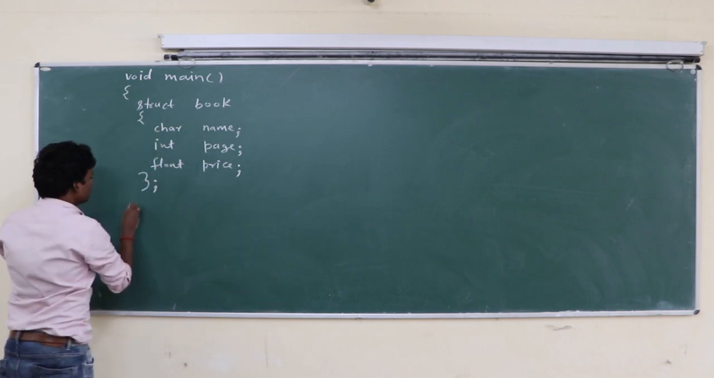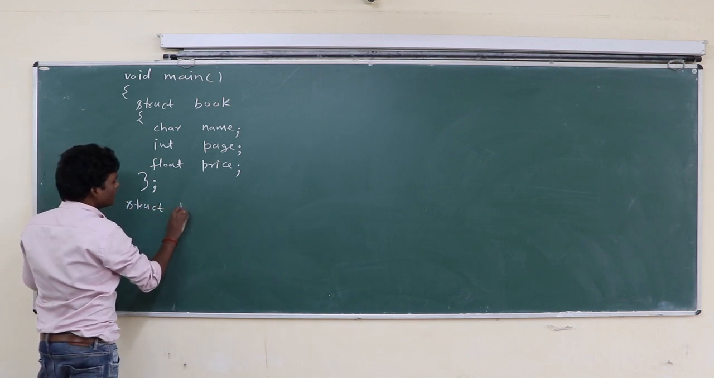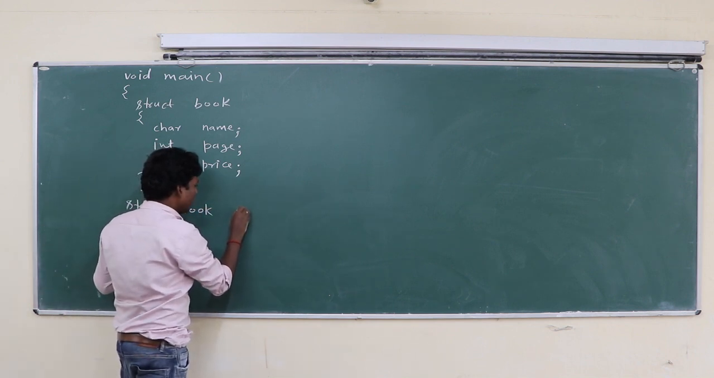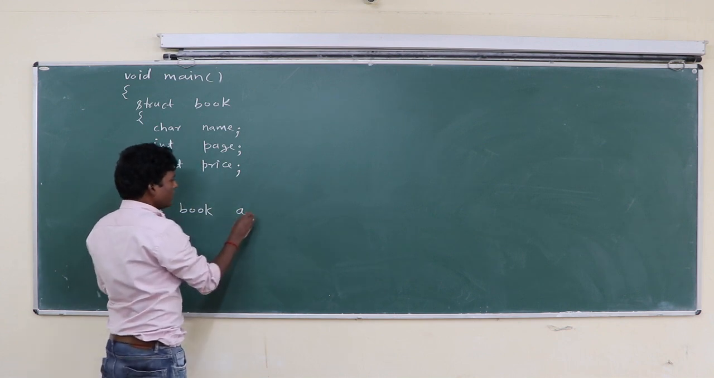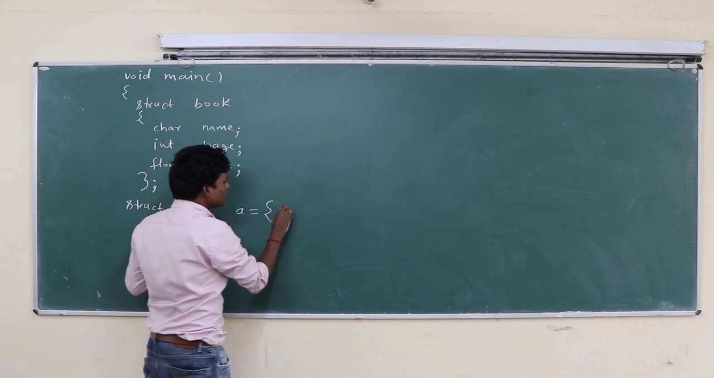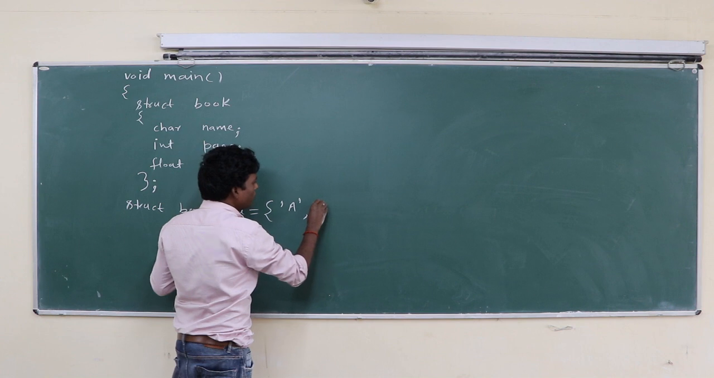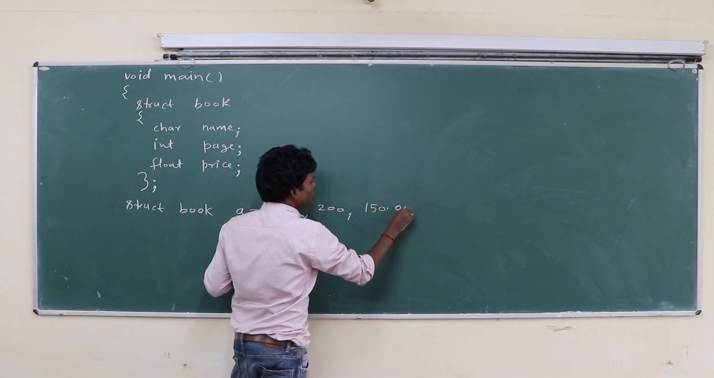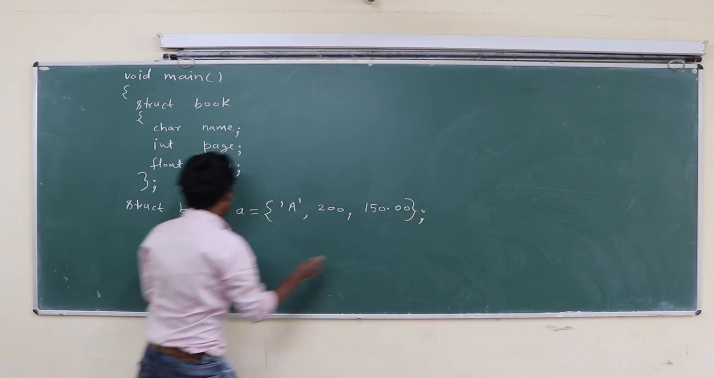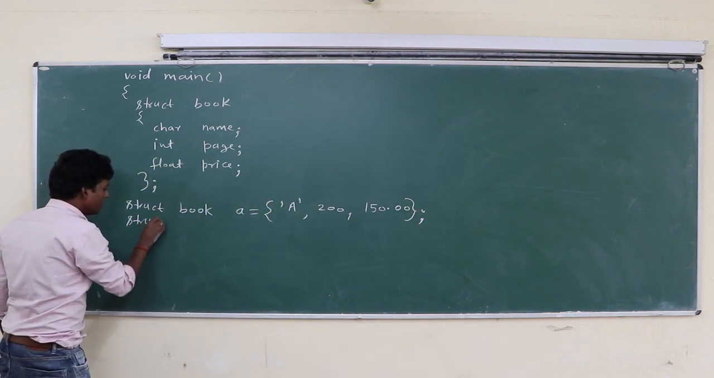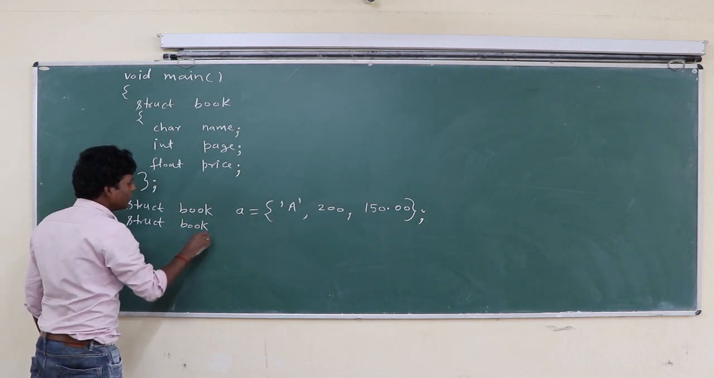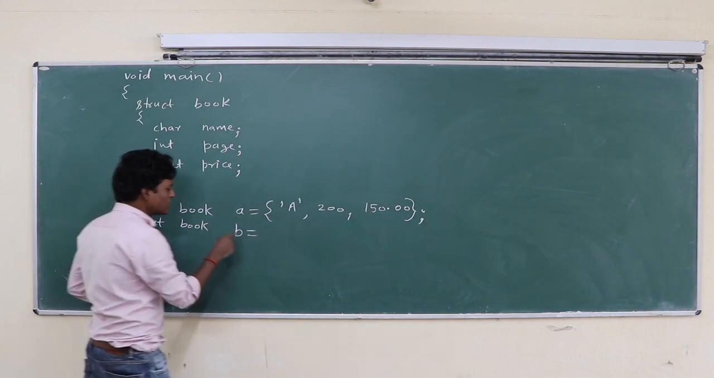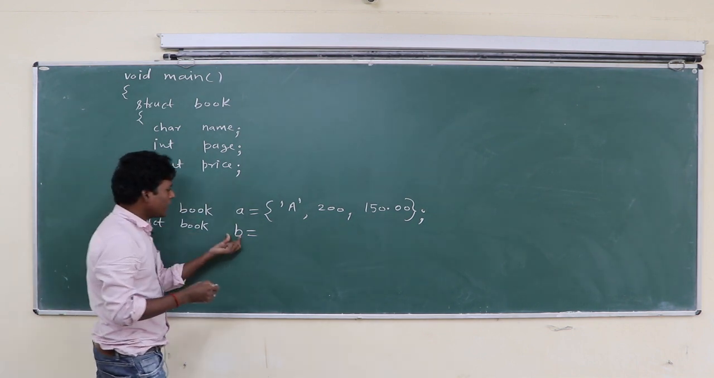Now copy this line, struct book, this is the new data type, and variable, suppose variable A is a variable of structure, and you initialize it. Suppose the book name is A, there are 200 pages, and price is 150.00. Okay class. Another variable, struct book is just like int, float, okay. So this is the int b, or struct b is a structure variable, and struct book is a data type. This is the data type, this is the variable, and this is the constant.